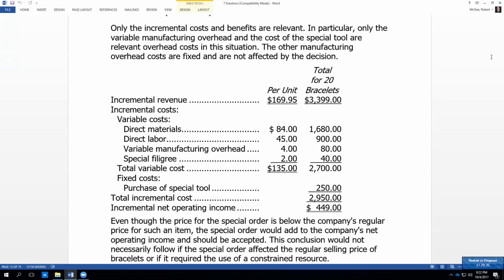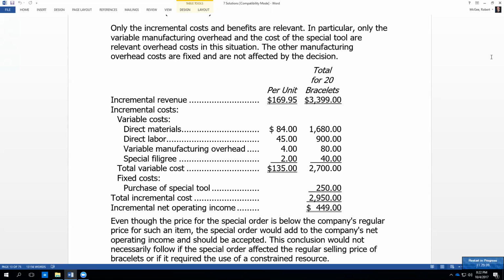So the total incremental cost, $29.50, but the incremental revenue is $33.99. So they're still ahead. The incremental net operating income would be $449. So they could actually charge a total of $449 less, or $449 divided by 20, whatever that would be, less per unit, and still break even.